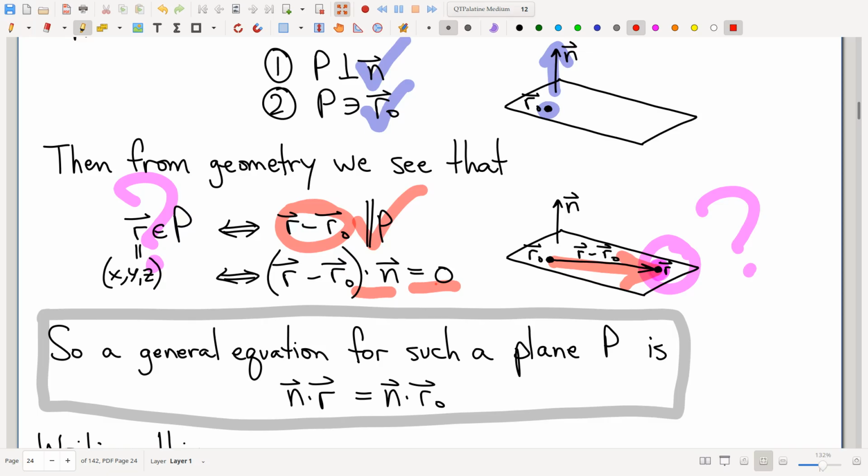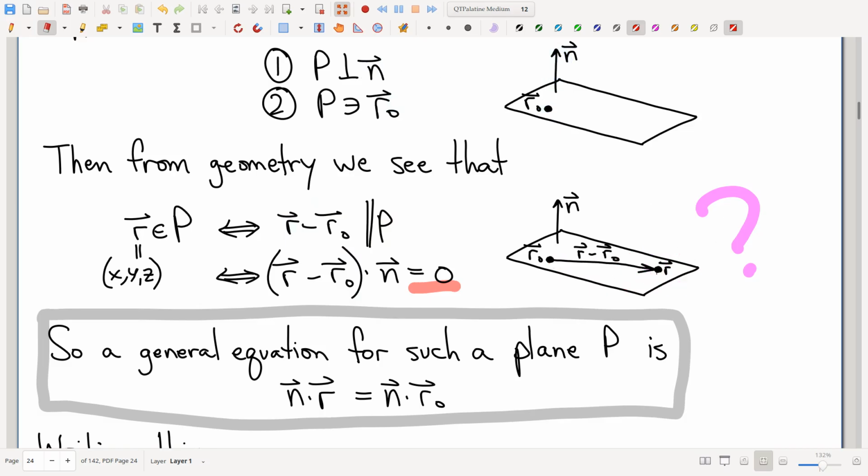Now I kind of glossed over this perpendicular versus orthogonal thing. I said perpendicular, but then I wrote dot product equals 0, namely orthogonal. What's the difference between perpendicular and orthogonal? Well, it's about the special case of what if one of these vectors is 0. In particular, we need to worry about the special case of that difference being 0.